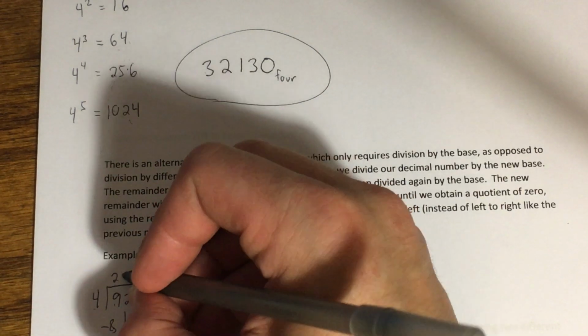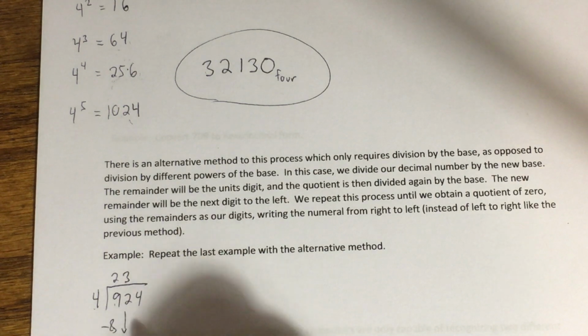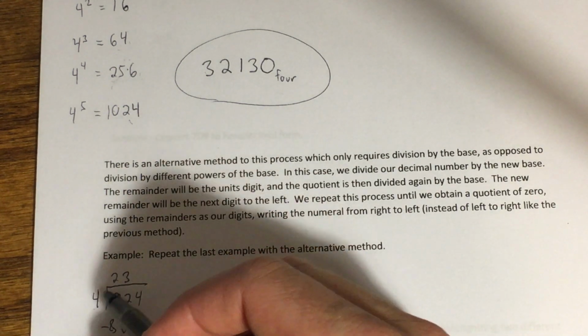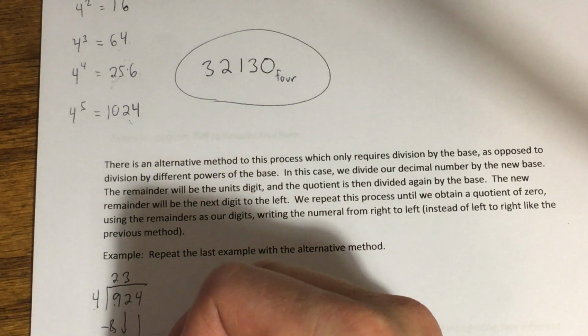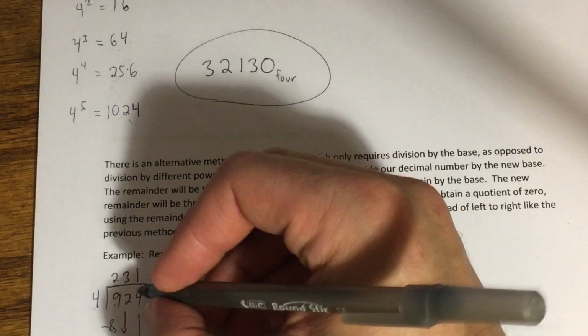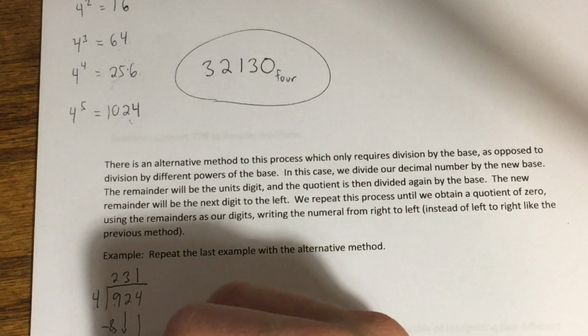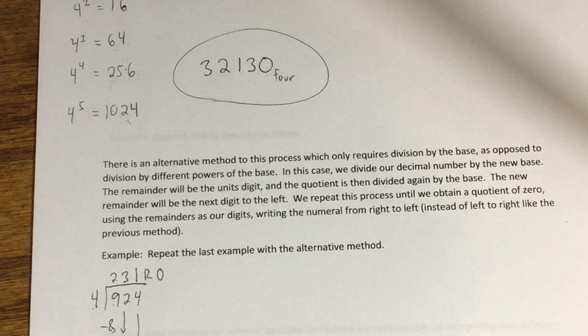4 goes into 12 3 times. And then I do 3 times 4, which is 12. Subtract to get a 0. Bring down my digit of 4. 4 goes into 4 once, and then I do 1 times 4 to get 4. That gives me a 0, so I end up with a remainder of 0.